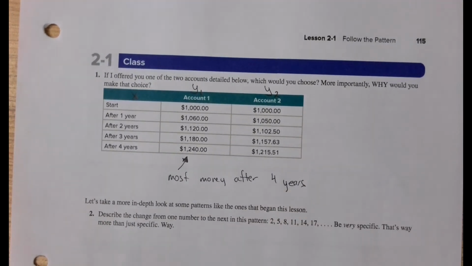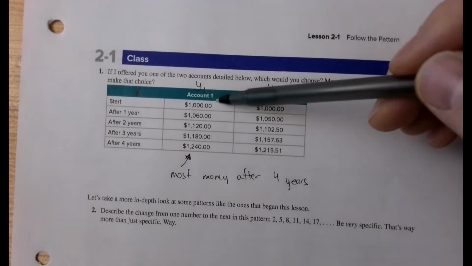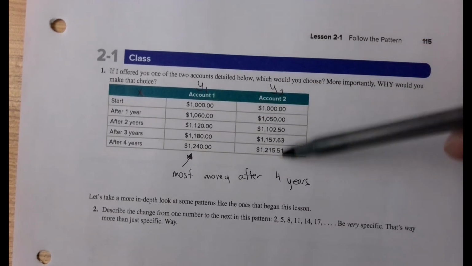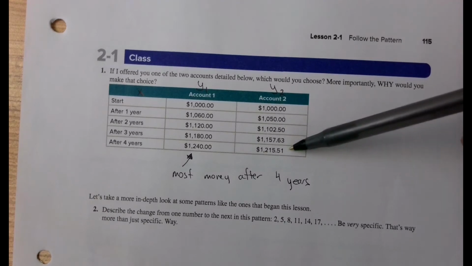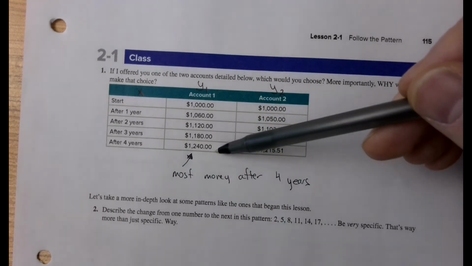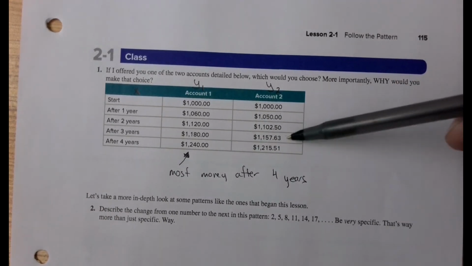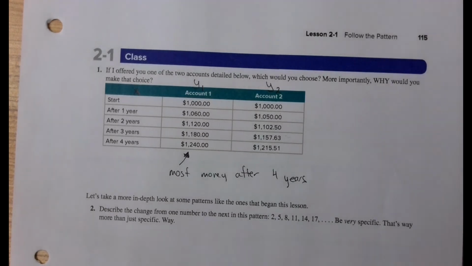But if we start looking carefully at the pattern here, you might see that this one is actually growing by multiplication, where this is growing by addition. So long-term, account 2 is going to end up being better. But let's first build ourselves up to find that pattern.